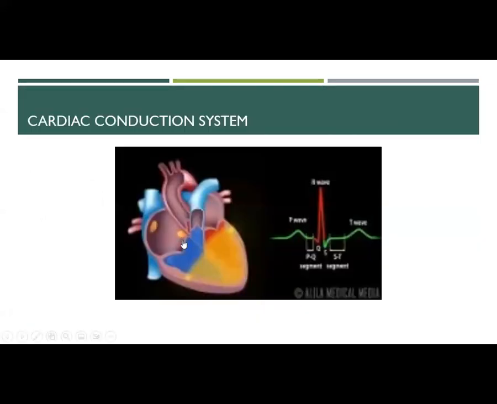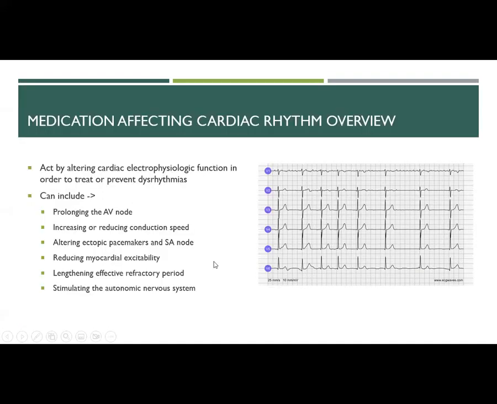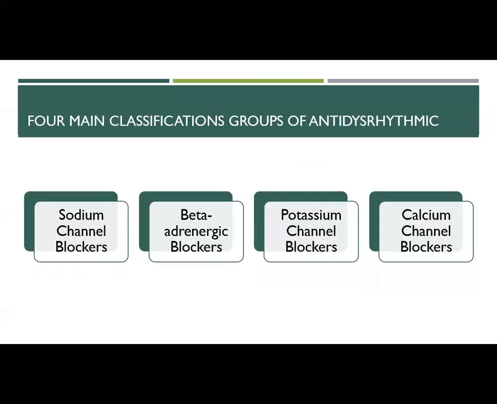You can't really see it here, but when you have your AV node here, it's prolonging that action, so it's slowing down the electrical impulse, increasing or reducing conduction speed, altering ectopic pacemakers and SA node, reducing myocardial excitability, lengthening effective refractory period, and stimulating the autonomic nervous system. The 4 main classification groups of antidysrhythmics are sodium channel blockers, beta adrenergic blockers, potassium channel blockers, and calcium channel blockers.